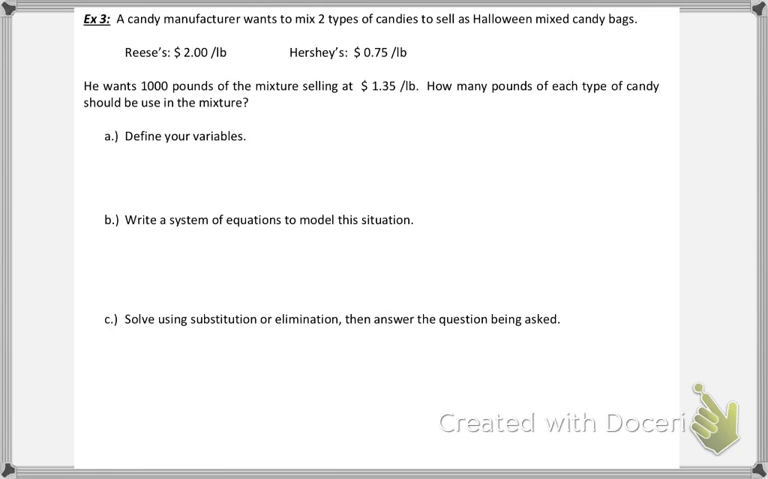And your variables, your unknowns, is always what are they asking you for. So in this problem, they're asking you for how many pounds of each type of candy should we mix. So we're going to say, let x equal the number of pounds of Reese's that we're going to mix in, and we're going to let y equal the number of pounds of Hershey's.